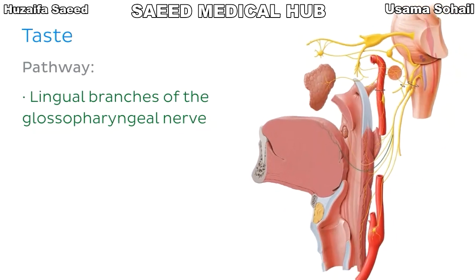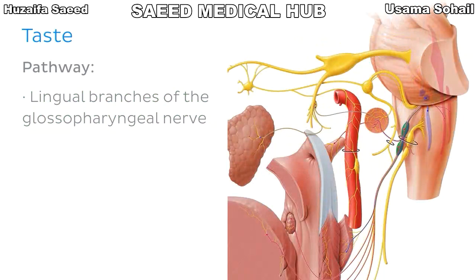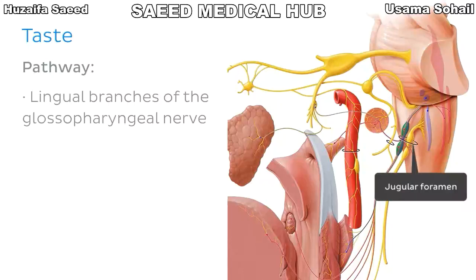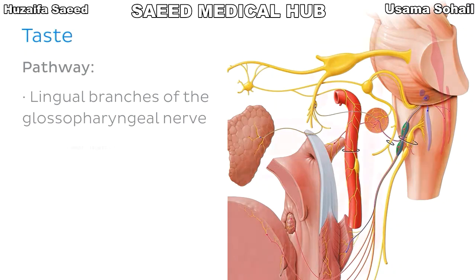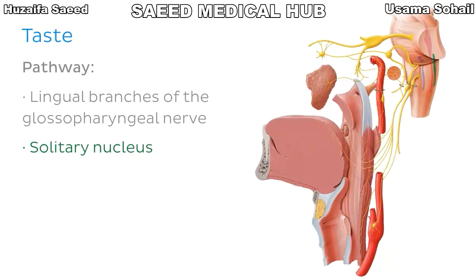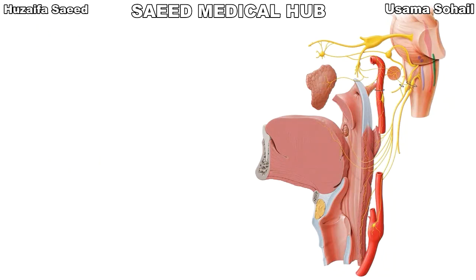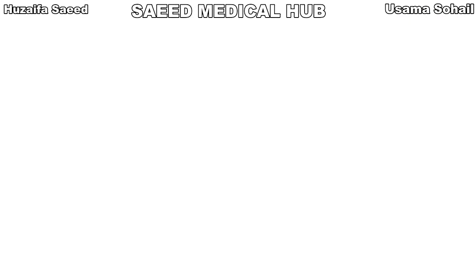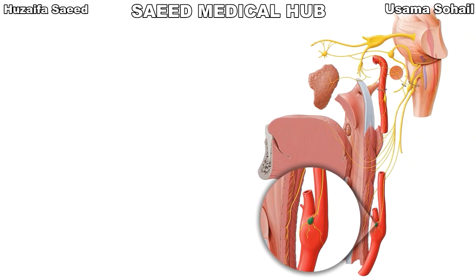These axons pass through the superior and inferior ganglia, which you see here on the image of the glossopharyngeal nerve, then through the jugular foramen right here and into the medulla oblongata. And here they synapse in the solitary nucleus, this structure that we have just highlighted here in green. Now that we just finished talking about the taste sensation, let's move to the next function on our list, visceral sensation.